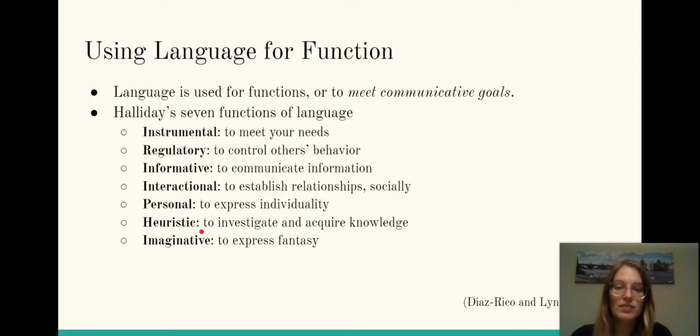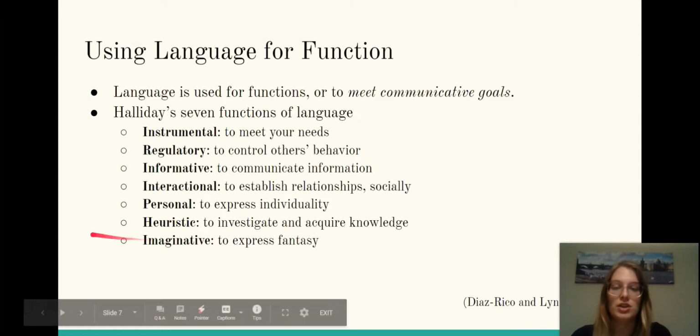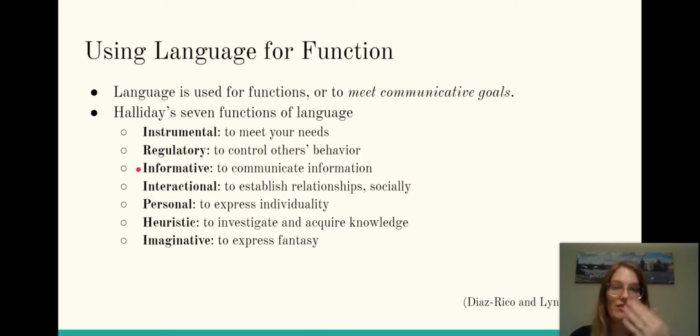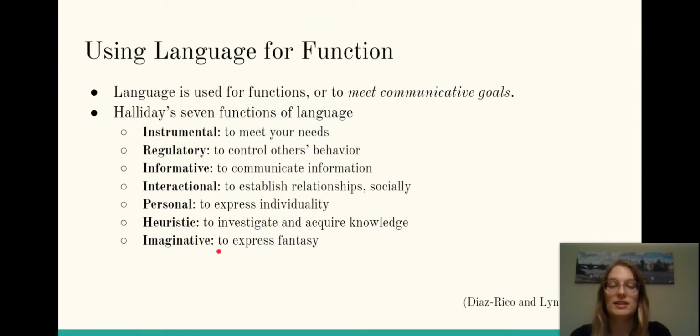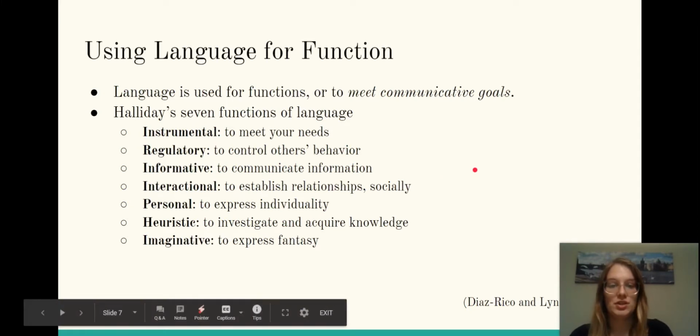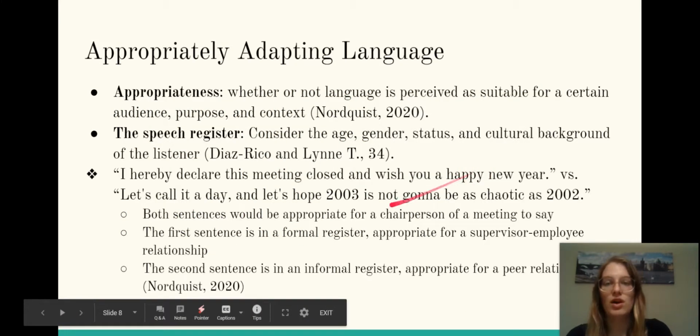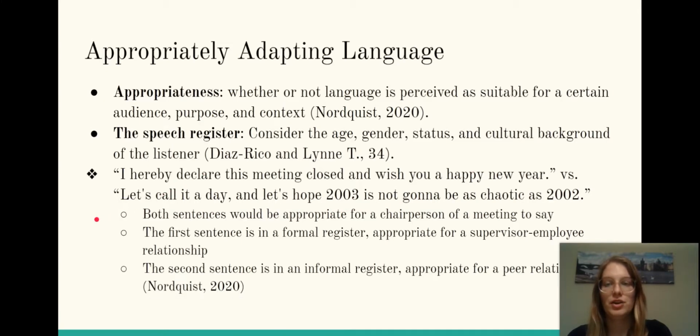Heuristic, to investigate and acquire knowledge. So informative, you're communicating information, you're giving information. Then heuristic, you're trying to take in information. You're investigating and acquiring knowledge. And then imaginative, expressing fantasy and creativity. You can tell stories. You can do skits. All of those things can be imaginative functions of language.